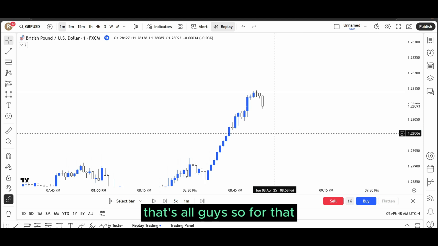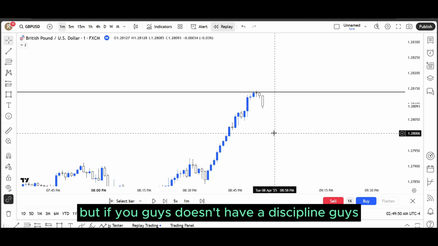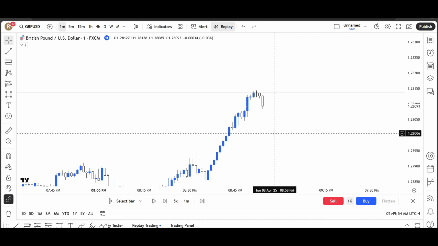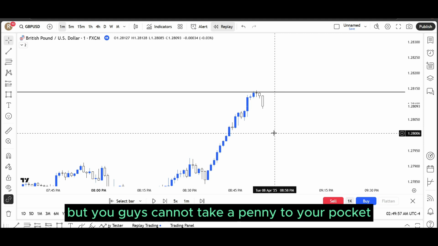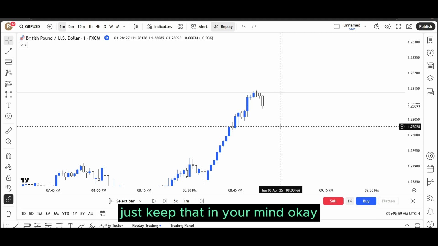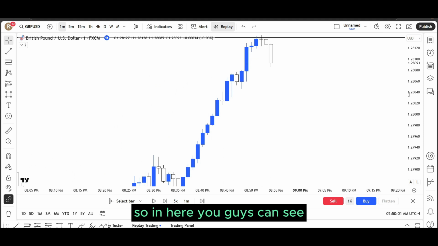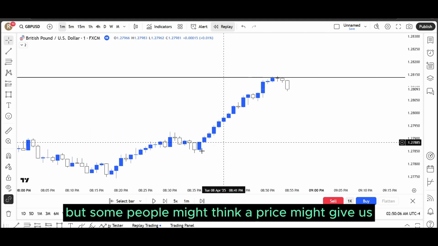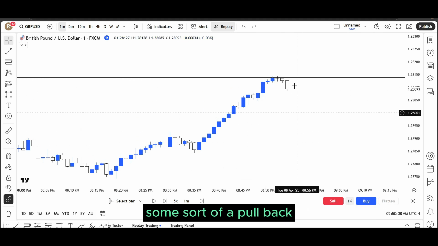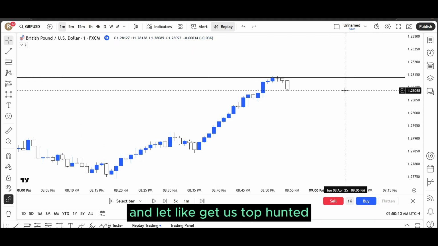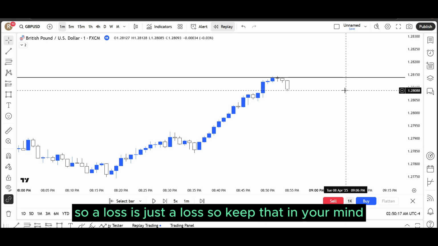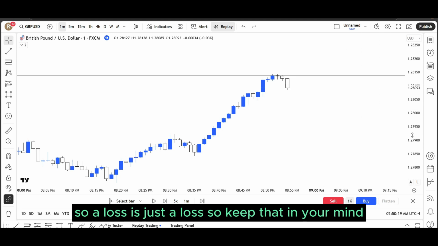For that, you need some sort of discipline, to be honest. But if you don't have discipline, trust me, you will see money, but you cannot take a penny to your pocket. Just keep that in your mind. So in here you can see we have a clear bullish trend, but some people might think the price might give us some sort of a pullback, get us stopped out, and then it will go back to the buy side. But the thing is, we are risking only 0.5%, so a loss is just a loss. Keep that in your mind.